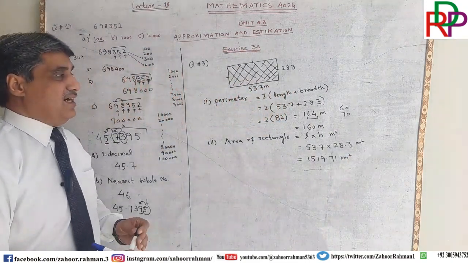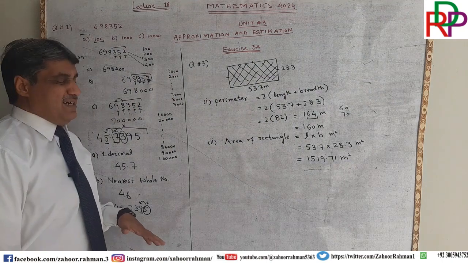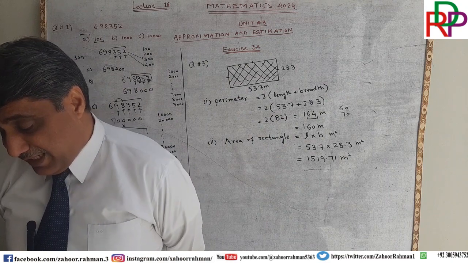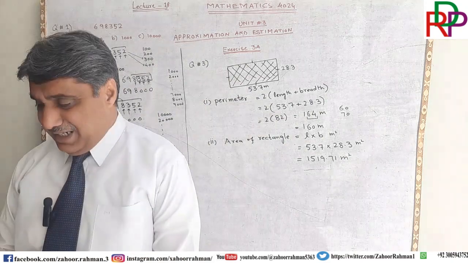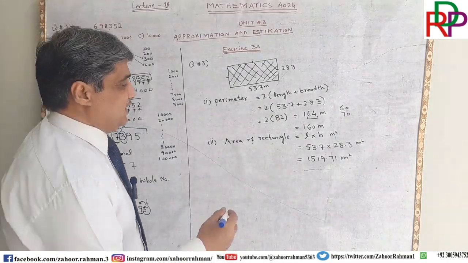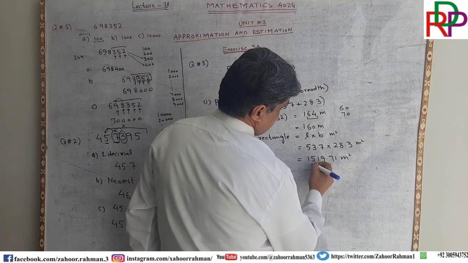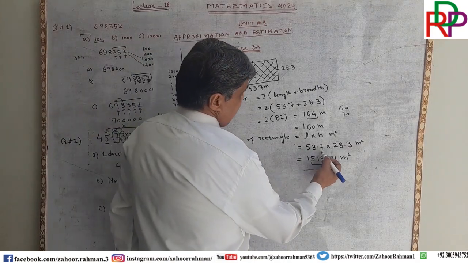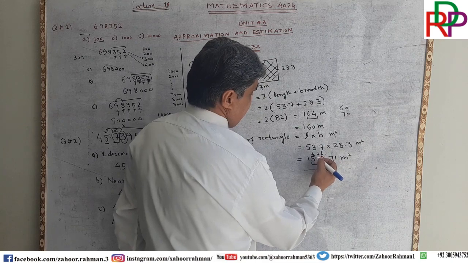But this is not the ultimate answer, ladies and gentlemen. The ultimate answer will be after the rounding. They want it correct to the nearest 100. So we have to take this area, nearest 100: unit, tens, and 100.